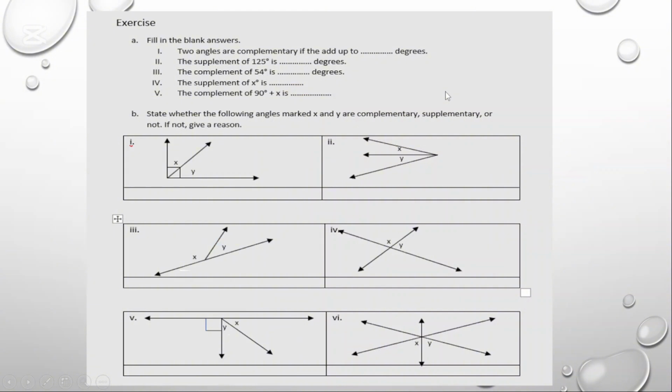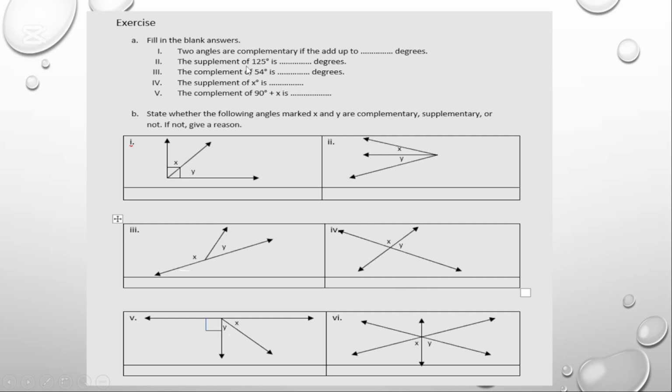So here we have an exercise. Remember, the answers will appear on the next or on the last slide. So fill in the blank answers. Two angles are complementary if they add up to how many degrees? The word complementary tells us that it is 90.